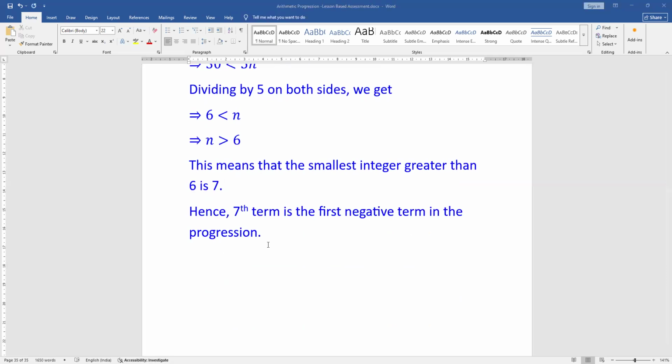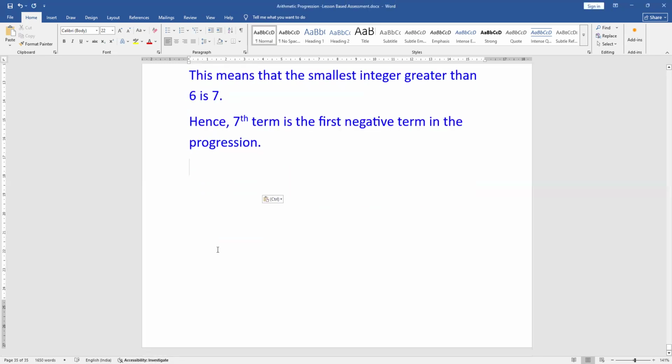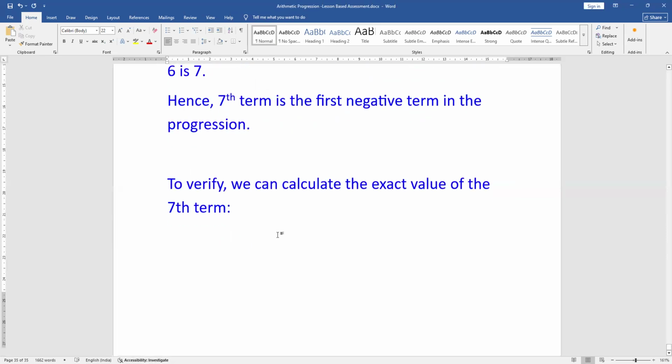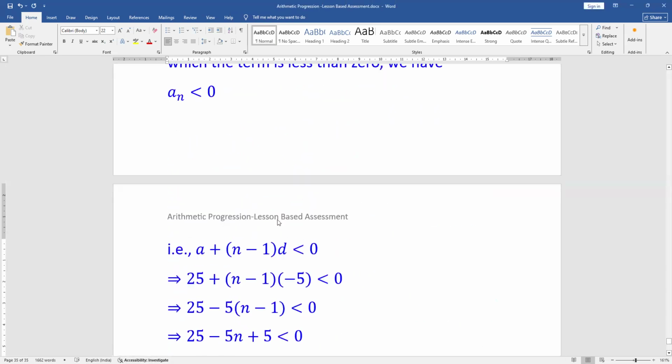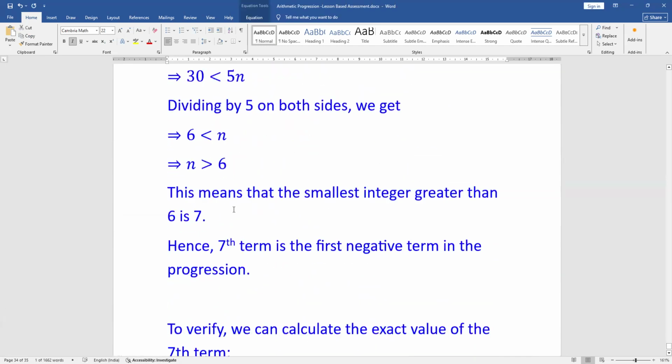Now let us verify that what we did is correct. So to verify, we calculate the exact value of the 7th term. See here, write it. So to verify, we calculate the exact value of the 7th term. So what is A7 now? For A7, first I will write the formula.